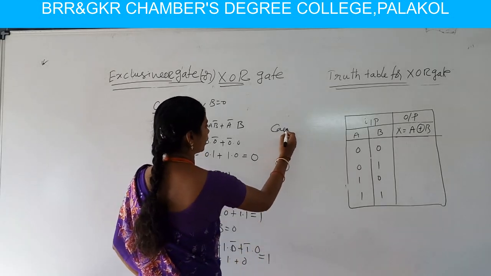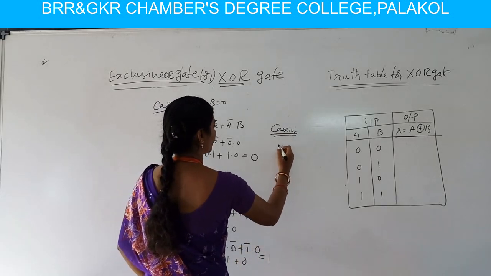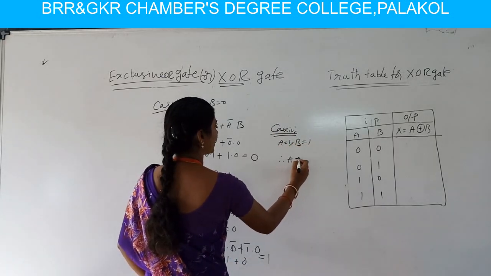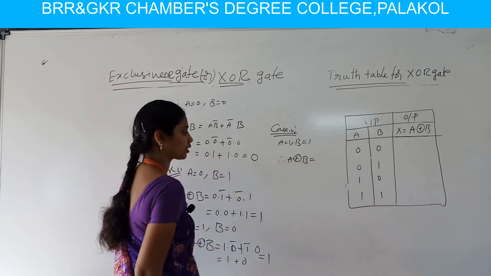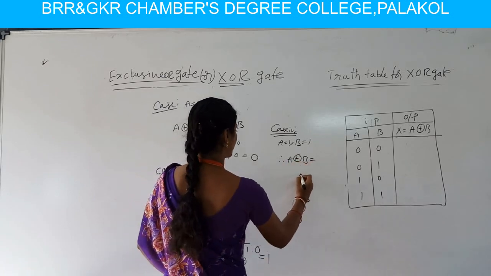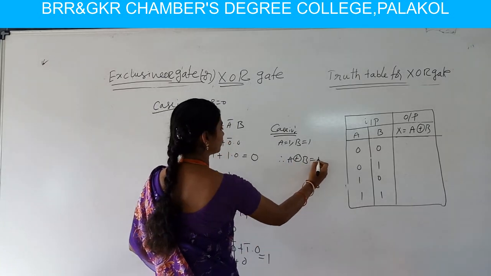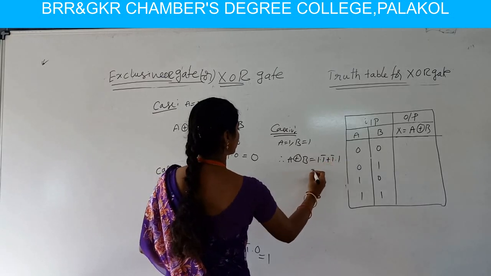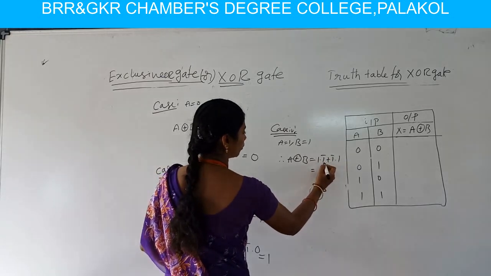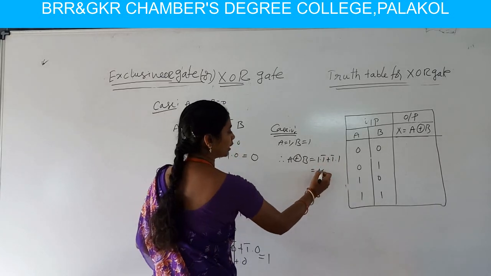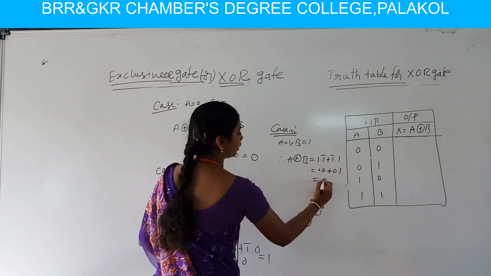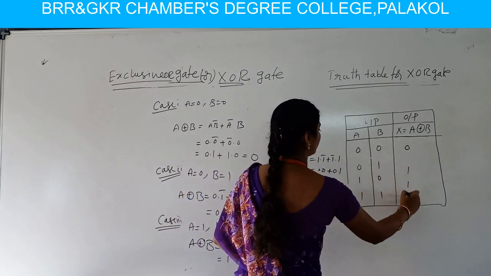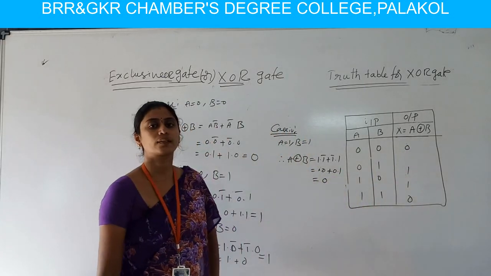In case 4 we have A as 1 and B as 1. For explaining this case, A encircled B in case 4, are you understanding this? Here A B bar means 1 dot 1 bar plus 1 bar dot 1. 1 bar means 0, 1 bar means 0. So 1 dot 0 plus 0 dot 1, then the final result is 0. So we have 0, 1, 1, 0 as the output for the exclusive OR gate.